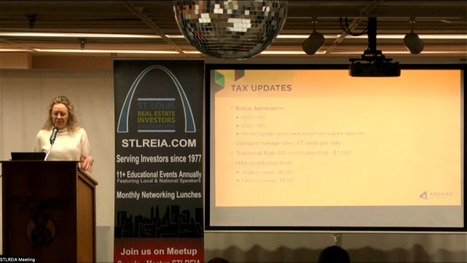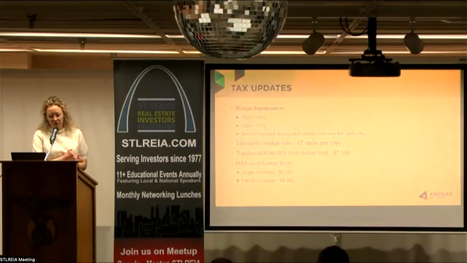We always recommend opening HSA accounts and putting away money for healthcare expenses. So if it's just you on the health plan in 2024, you can contribute $4,150, and if you have family coverage, which is you and your spouse or you and one dependent, you can contribute up to $8,300. So just a few little tax updates for you. Other than that, any last questions?